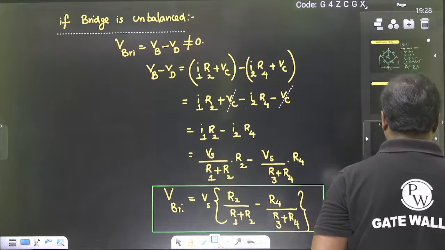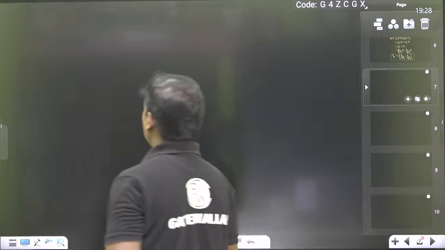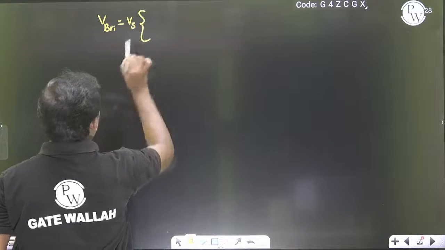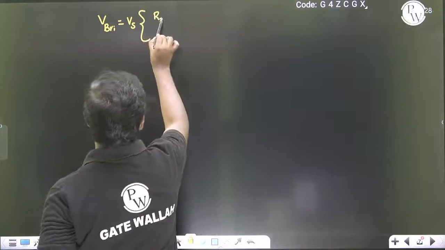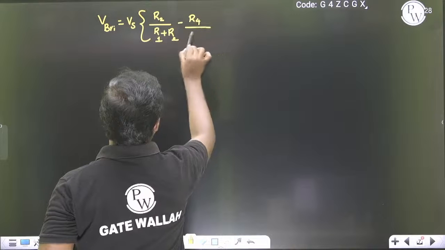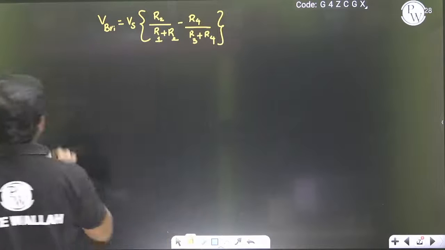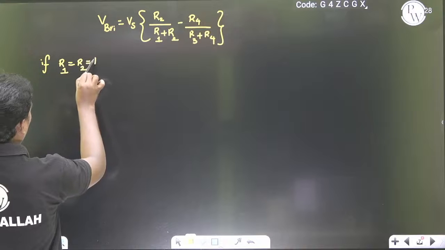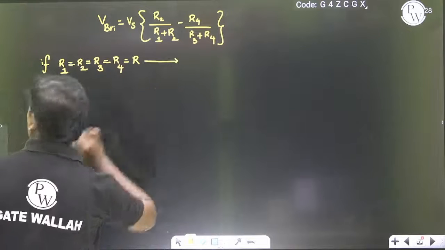Now for this V bridge, I can write V bridge as Vs into R2 by R1 plus R2 minus R4 by R3 plus R4. Suppose R1 is equal to R2 is equal to R3 is equal to R4 is equal to R, then what happens?